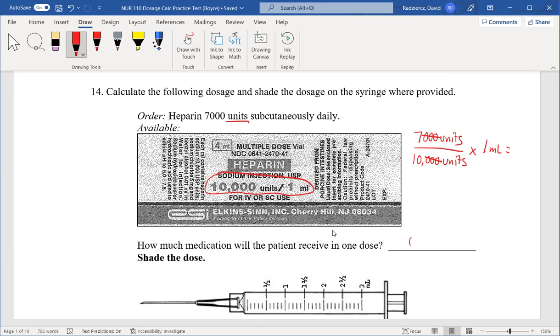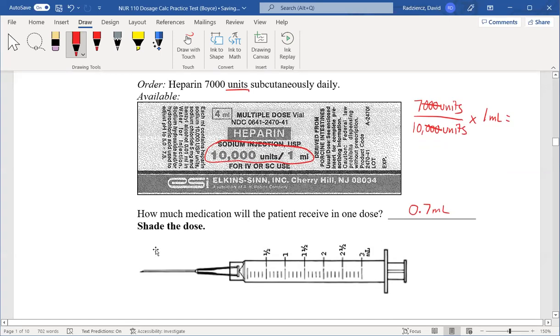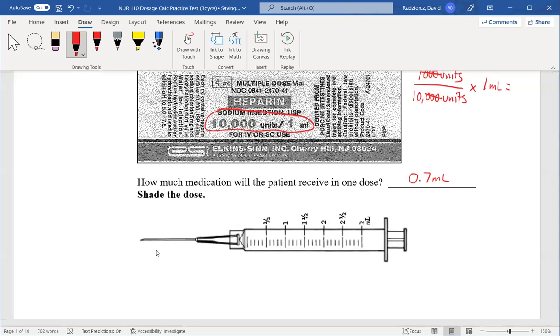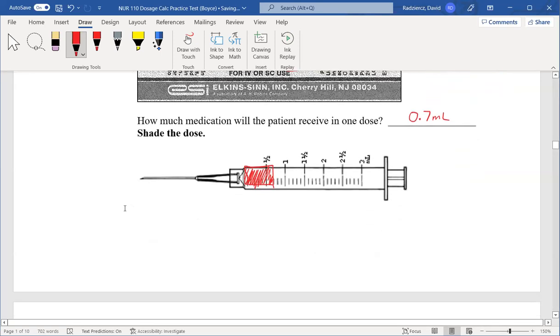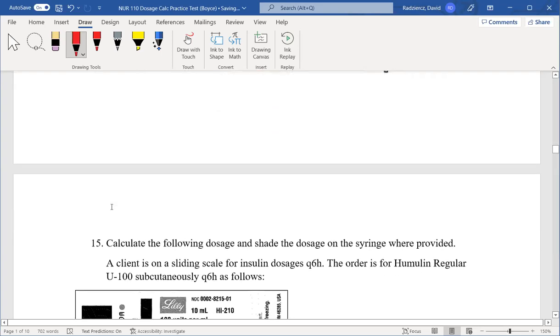And so my answer would be 0.7 milliliters. Then, just like the previous question, I'm going to mark the syringe. So here's 0.5, 0.6, 0.7. It says to shade it in, so I'm going to shade it in, and you'll do a much better job. If this is a Blackboard test, obviously you probably won't be doing any shading, but if it's a paper test, shade away.